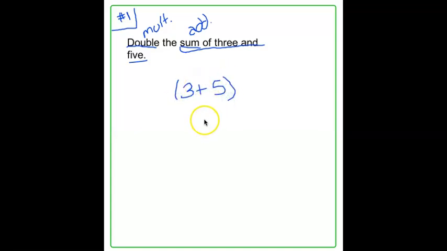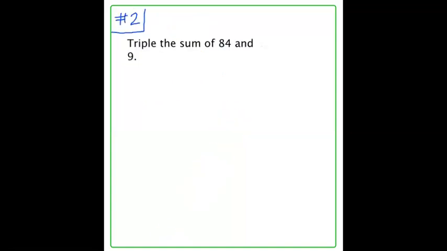There's the sum of 3 and 5, and we need to multiply it by what in order to double it? We need to multiply it by 2. So this is the expression. This is all you have to write for number 1. I forgot to tell you that the last one was number 1, but if you were looking up here, you would have seen that that one said number 1.